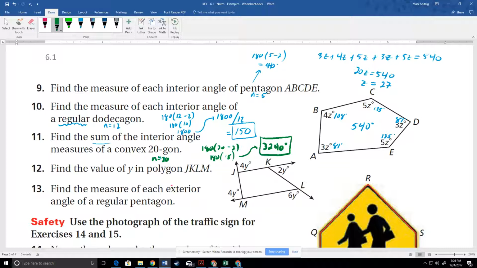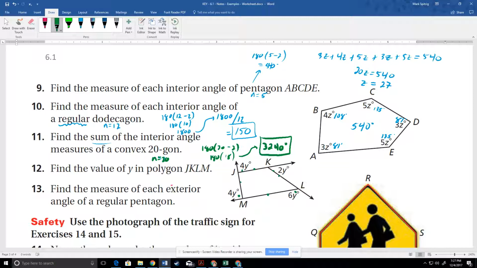It says find the value of y in polygon JKLM. And if I look here, we see that this is 1, 2, 3, 4. 4 sides here, so it's a quadrilateral. So we know that that's going to be 360. Hopefully you know that one by now. We know that the interior angles add to 360, but these are all exterior angles. So we know that 1, 2, 3, 4 exterior angles are going to add up to 360 as well. In fact, any polygon is going to be 360.